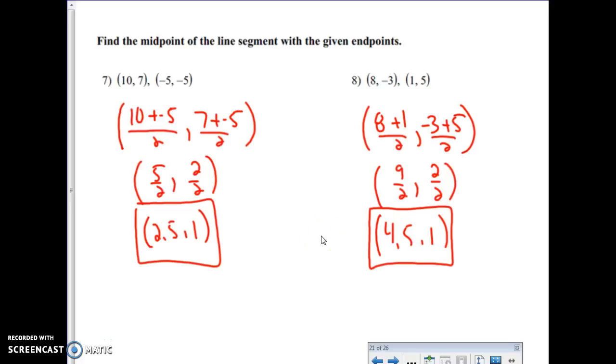All right, looking at 7 and 8, I got the midpoint between (10, 7) and (-5, -5) to be (2.5, 1). So just remember, we're just adding the x values together, dividing by 2, and then doing the same thing with the y values. And then for number 8, I got 4.5 and 11.